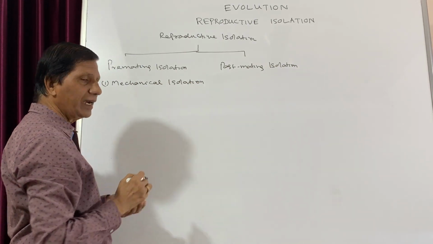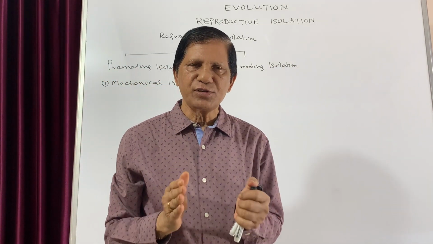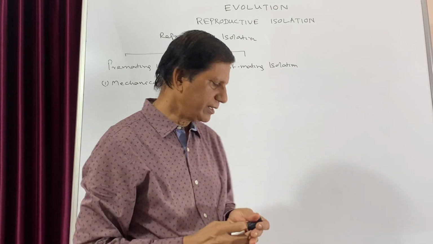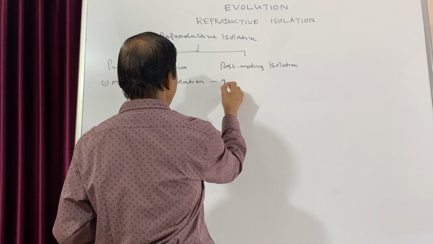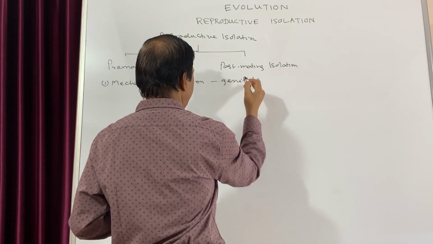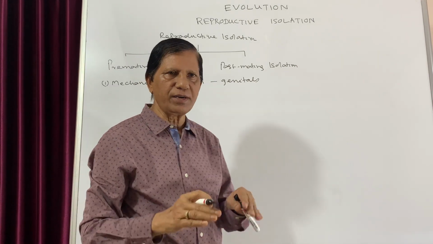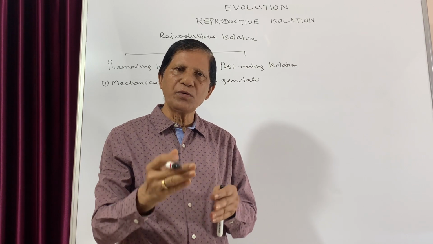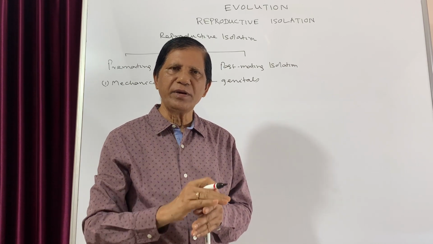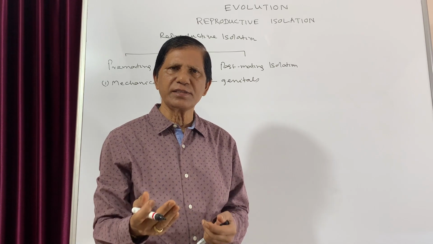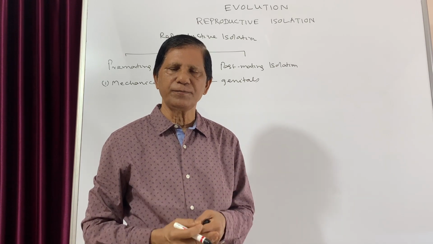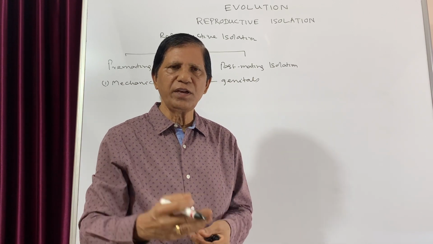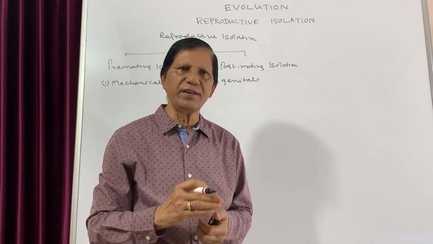So what is this mechanical isolation? Sometimes the size and structure of the reproductive organs, that means the genitals, are completely different, so that there will be no matching between the male and female reproductive organs. In that case, copulation is not possible. So how will the organism reproduce? That means it is a barrier.